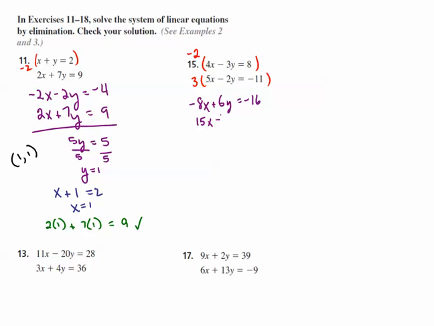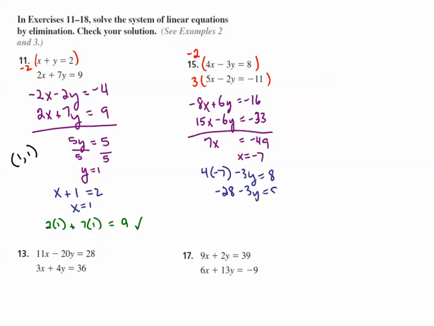15x minus 6y is equal to negative 33. Now, when I add down, the y's will cancel, and I get 7x is equal to negative 49. That means x is negative 7. Plugging that into the first equation, 4 times negative 7 minus 3y is 8. That's negative 28 minus 3y is 8. Add 28, and I'm going to get negative 3y is 36, so y has to be negative 12.